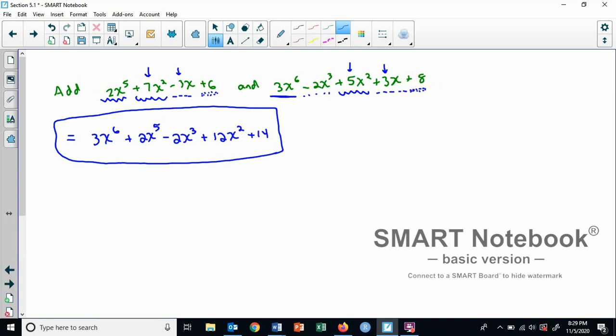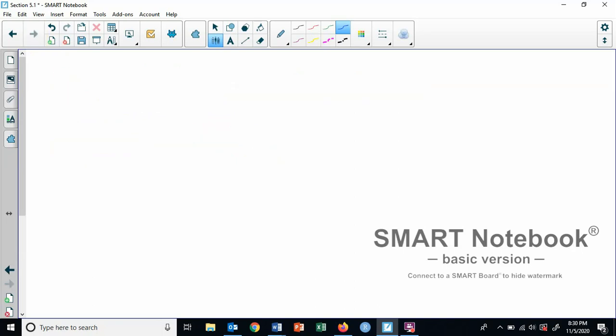I would suggest you take your time and run through all the different terms and make sure you combine any like terms. This one was combined, right? The 7x squared and the 5x squared. Okay, so that's adding. I want to move on to subtracting because it's almost the same thing.